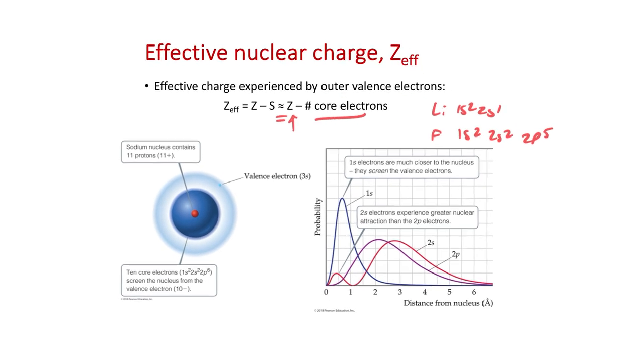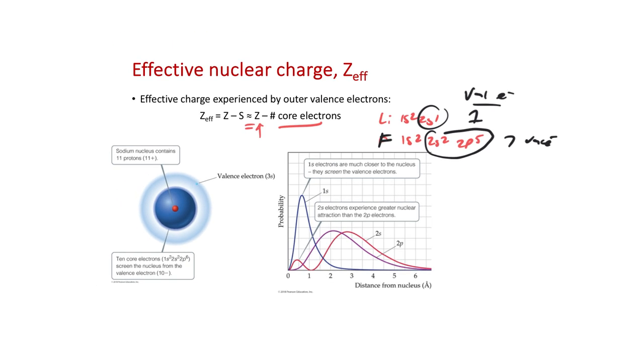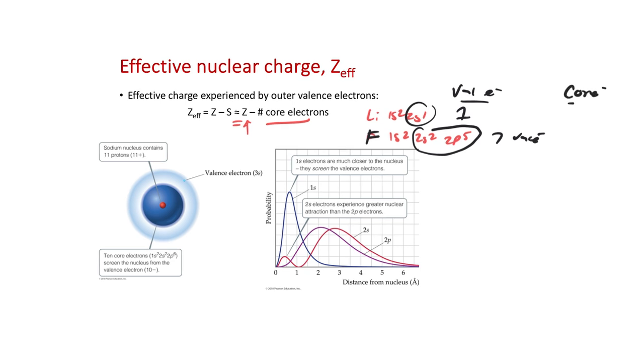A core electron is anything that's not a valence electron. If we're counting valence electrons for lithium, we'd have just one, and for fluorine, our outermost shell electrons, this fluorine atom, would be 7 valence electrons. And if you take the core electrons for these atoms, it's just 2 electrons for each of them. So they each have the same core.